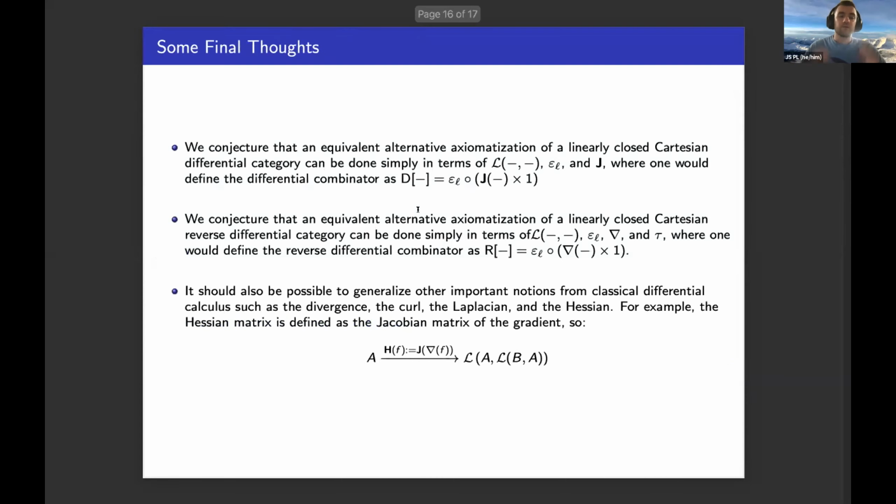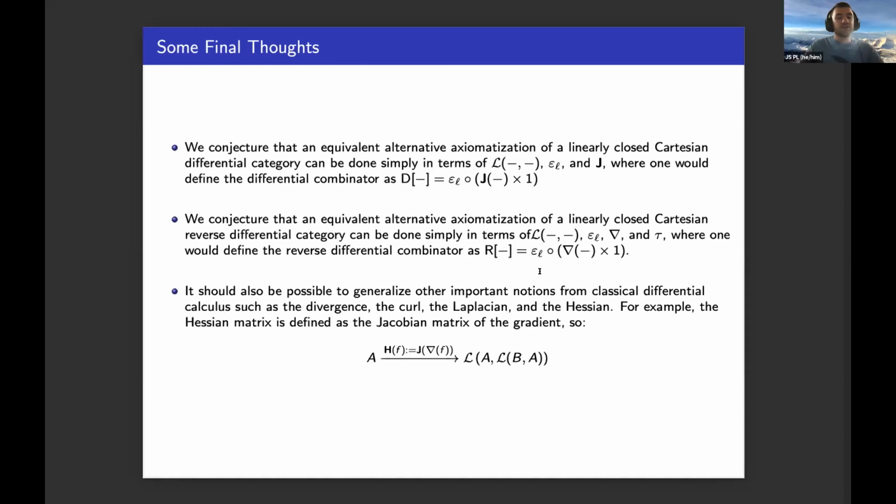So just wrapping up, just some final ideas. I conjecture that it's possible to give an alternative axiomatization of linearly closed CDCs completely in terms of L, the evaluation map, and J, where the differential combinator would be just defined as the evaluation of J. And similarly, we can do the same story for Cartesian reverse differential categories, but where this time we can axiomatize them completely in terms of L, the evaluation map, lambda, and the transpose, where the reverse differential R is going to be defined as the evaluation of lambda.